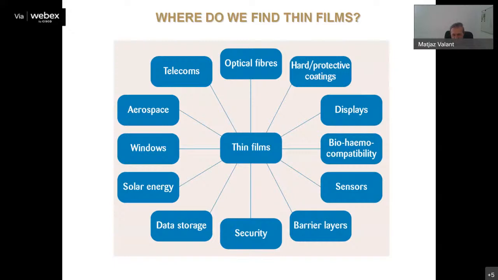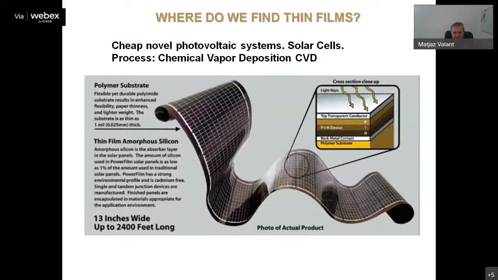All the electronic technology, advanced optical technologies, advanced sustainable green technologies, sensors, everything contains thin films. I'm going to lead you through some of these applications just for you to understand the importance of this kind of technology. First of all, solar cells.